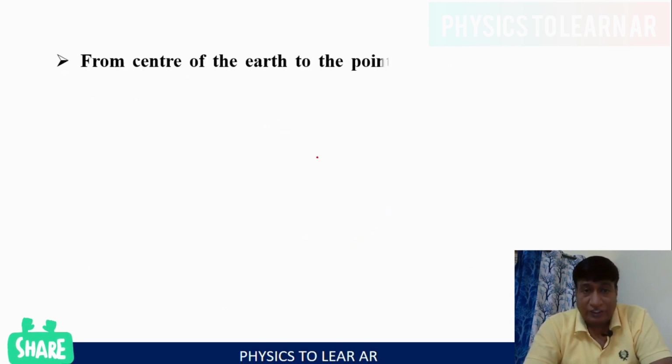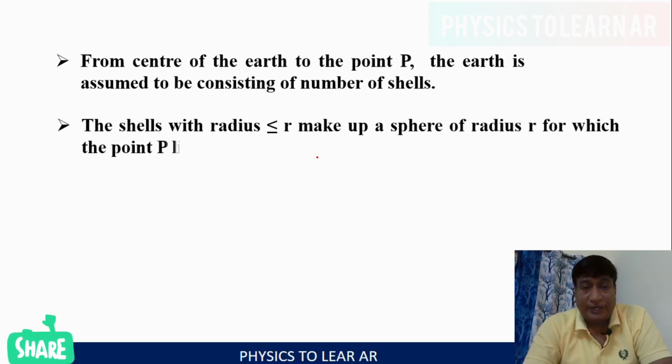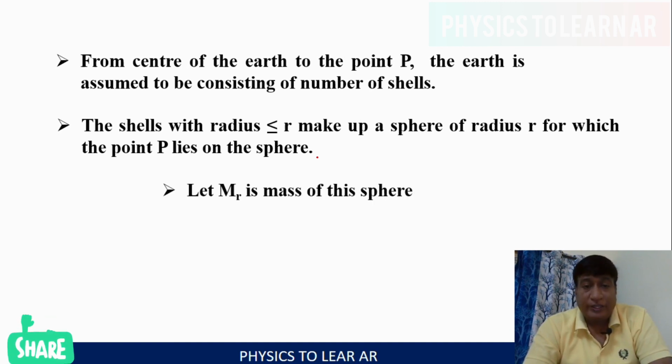Under that condition, how can I write? From the center of the Earth to the point P, the Earth is assumed to consist of a number of shells. The shells with radius greater than or equal to r make up a sphere of radius r, on which the point lies. Let Mr be the mass of this sphere, which I am considering, because we have taken the depth inside, so there will be a change in mass.